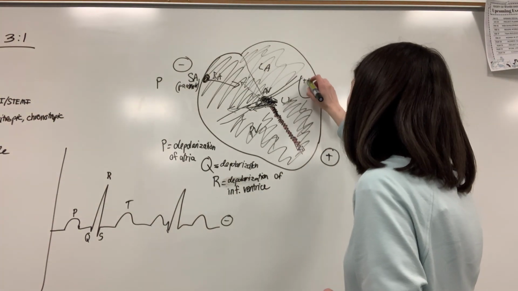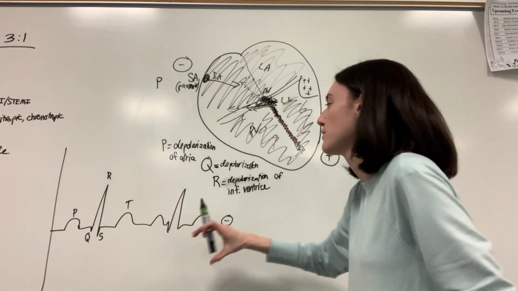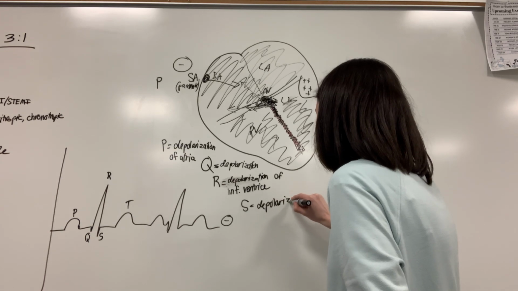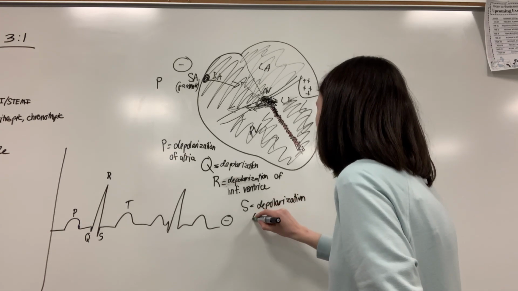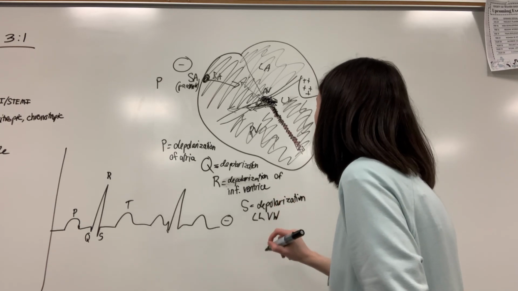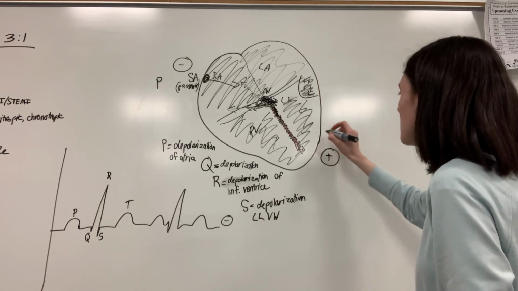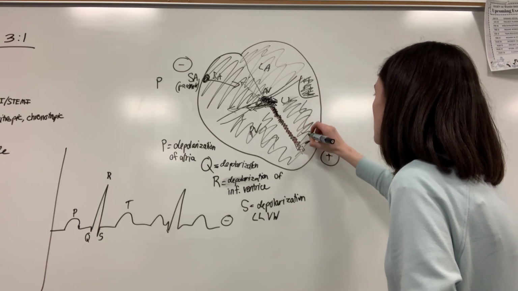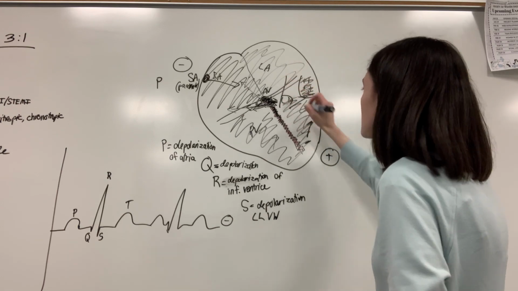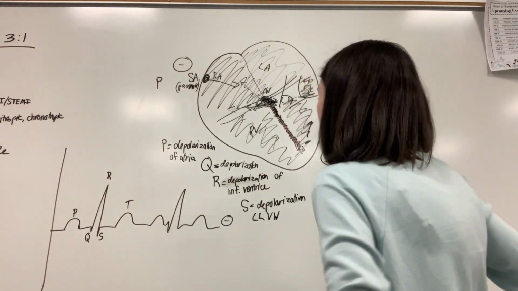This one piece now is going to contribute to our S wave, and that's going to be the depolarization of the left lateral ventricular wall. So this is the last piece that gets depolarized. Once again, because we have negative charge going this way, our overall angle is going to be more pointed towards the negative charge, which is why we're going to have a downward wave.